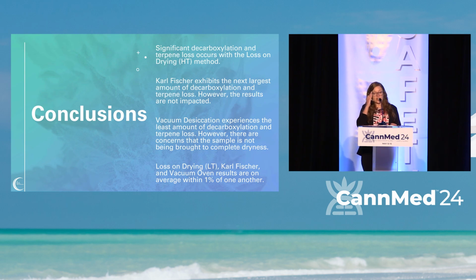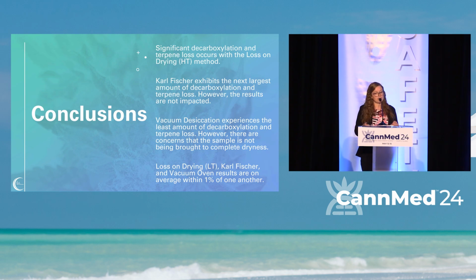Then we had the Karl Fischer, and it did exhibit the next largest amount of decarboxylation and terpene loss. And so for that sample, we saw 37% decarboxylation on average, along with 69% terpene loss. However, those results were not drastically impacted by that, which lends to the understanding that the Karl Fischer is a gold standard kind of method when looking at something with a lot of volatile compounds.